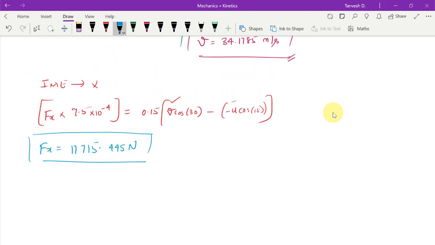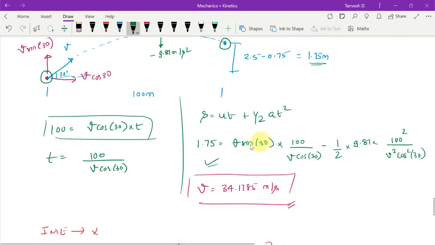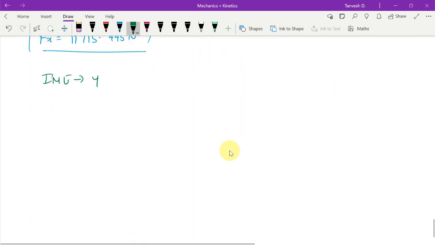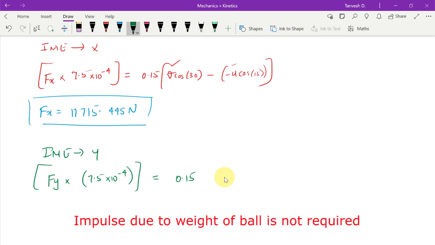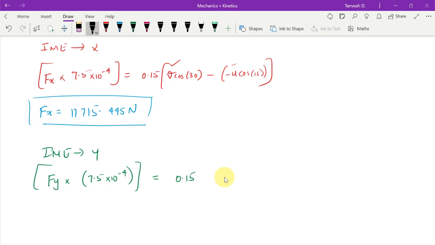Similarly, if we apply the impulse momentum equation along the y direction, we will get Fy into 7.5 into 10 raised to minus 4. This is the impulse, equal to 0.15. And here, do not consider the weight to be acting downwards, because what we are finding is at the moment the striker hits the ball with his bat. Let us say this is the ball like this. At this moment the Fx force is like this, and the Fy force is this way. So here gravity won't come.